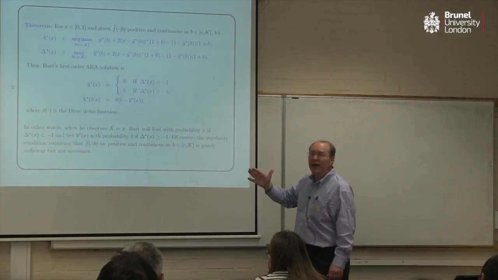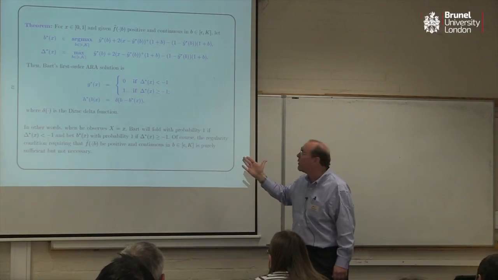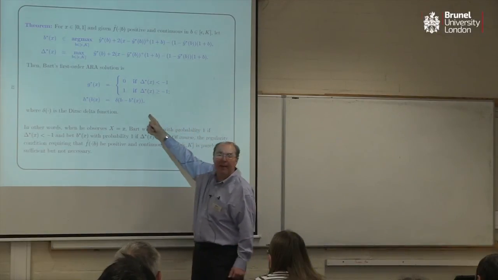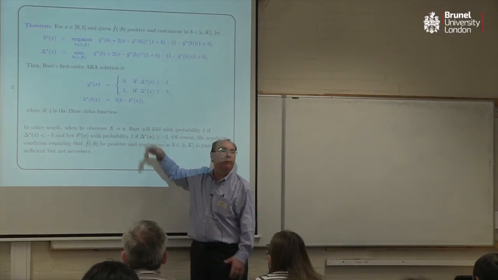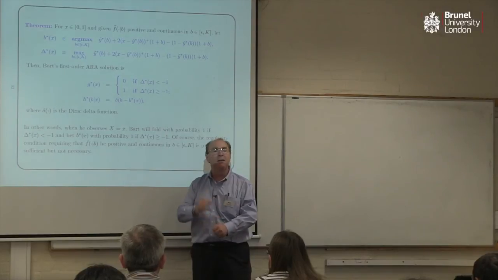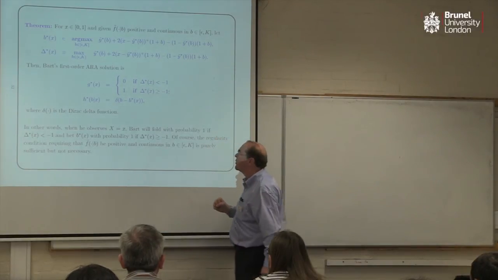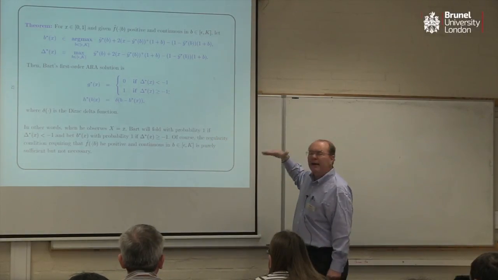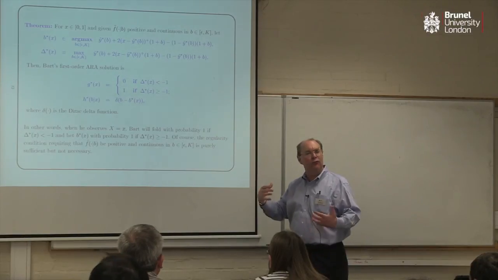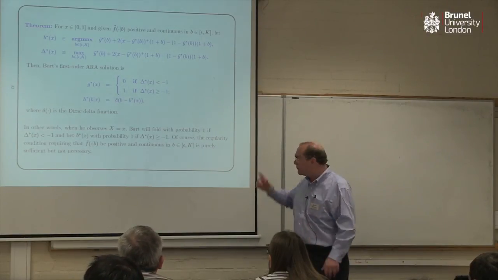If he's got a small value, he's going to fold. If he's got a larger value, he will bet. And then the amount that he bets is going to be non-random. There will be some amount. If I tell you x, then you will know exactly how much Bart should bet. And again, that seems reasonable given what we have seen before.